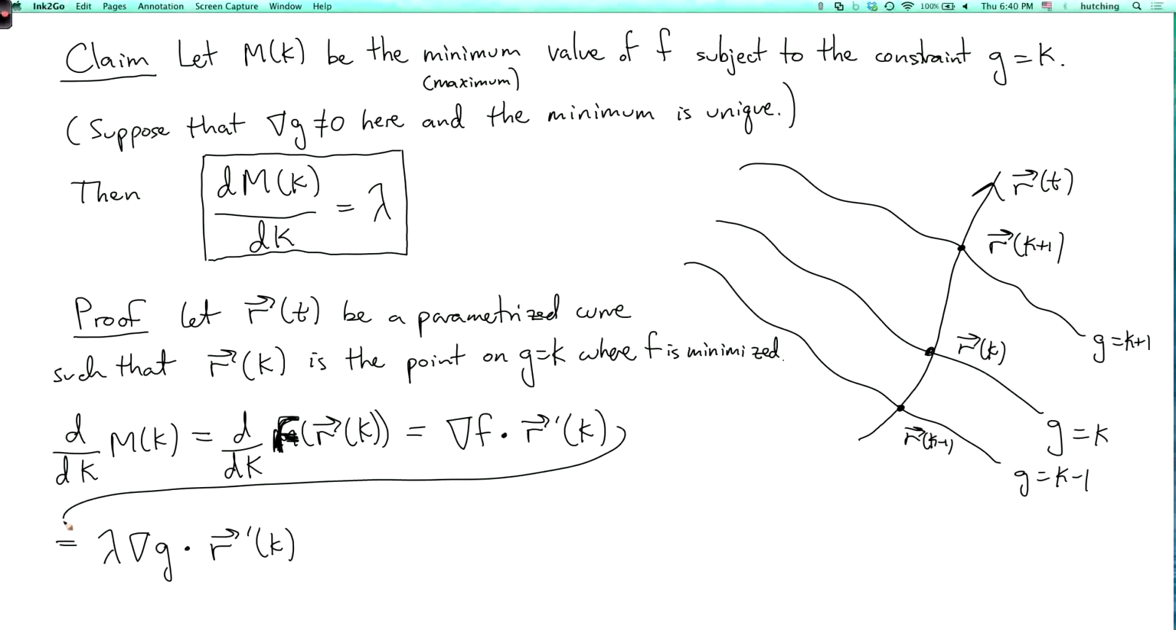All right, so going over here. Now, here's a little trick. We can use the chain rule in reverse to recognize that the gradient of g dot r prime of k is just the derivative with respect to k of g of r of k. Now what's g of r of k? Well, remember, r of k is a point on the level set g equals k. So by definition, g of r of k equals k. So this is lambda times d/dk of k. And d/dk of k is 1, so this whole thing is lambda. And that's the proof. I just showed that d/dk of m of k equals lambda. Isn't that cool? So now you know the secret of what Lagrange multipliers really mean.